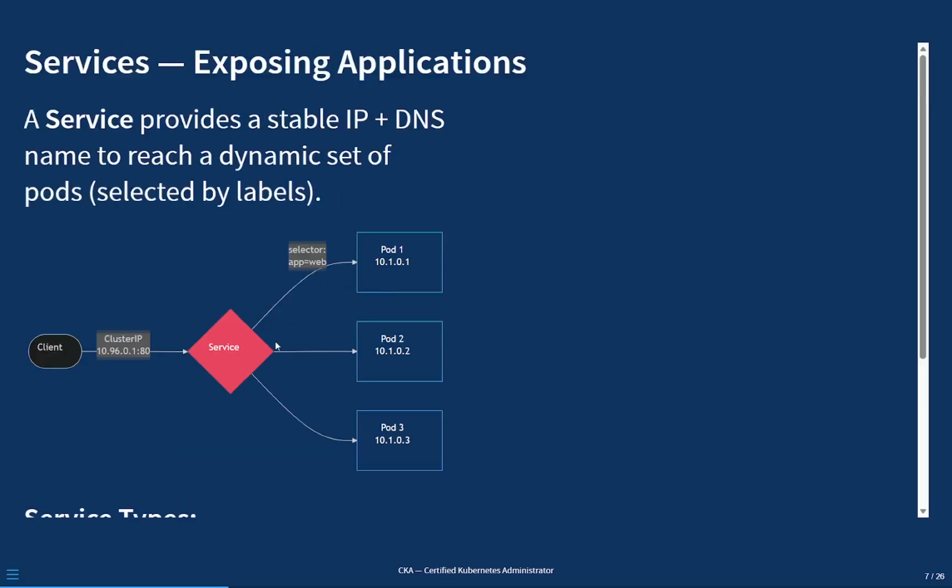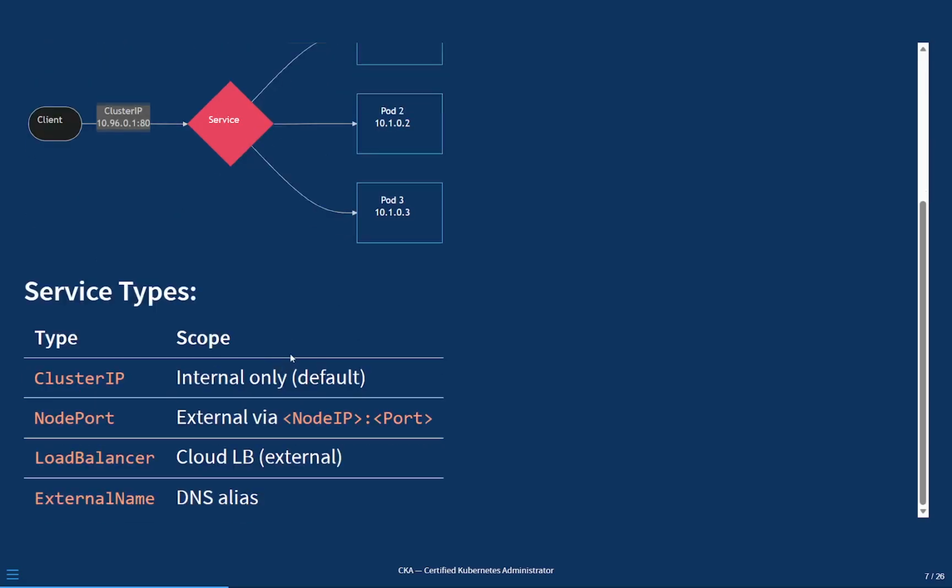Look at the diagram. A client hits the service's cluster IP. The service load balances the request across all matching pods using kube-proxy's iptables rules. There are 4 service types. ClusterIP is the default. It creates an internal-only virtual IP, accessible only within the cluster. NodePort exposes the service on a static port, between 30,000 and 32,767, on every node's IP address, making it reachable from outside. LoadBalancer provisions a cloud load balancer automatically, used in AWS, GCP, Azure. ExternalName is a DNS alias to an external hostname.